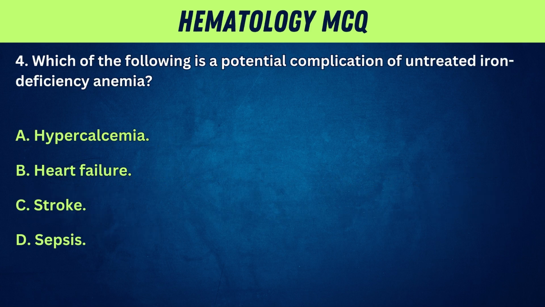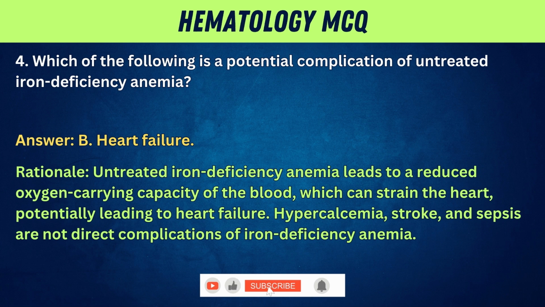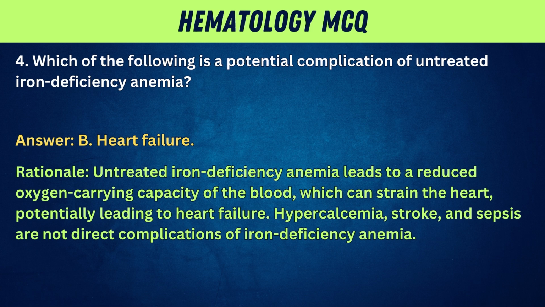4. Which of the following is a potential complication of untreated iron deficiency anemia? A. Hypercalcemia. B. Heart failure. C. Stroke. D. Sepsis. Answer: B. Heart failure. Rationale: untreated iron deficiency anemia leads to a reduced oxygen carrying capacity of the blood, which can strain the heart, potentially leading to heart failure. Hypercalcemia, stroke, and sepsis are not direct complications of iron deficiency anemia.